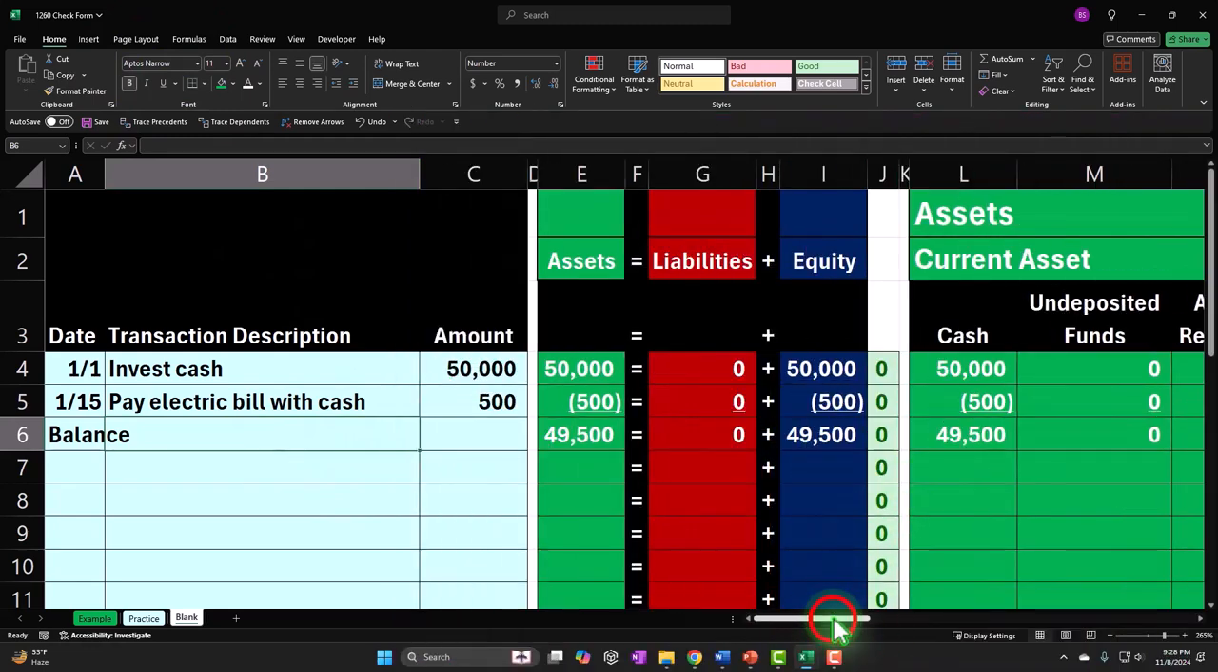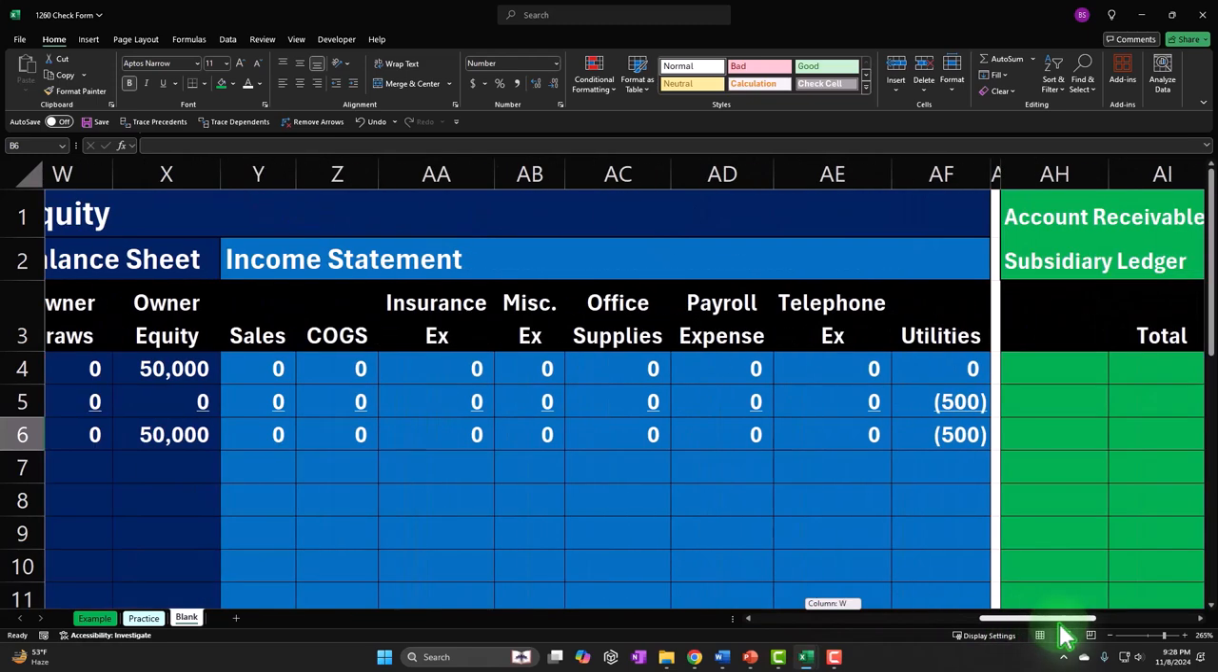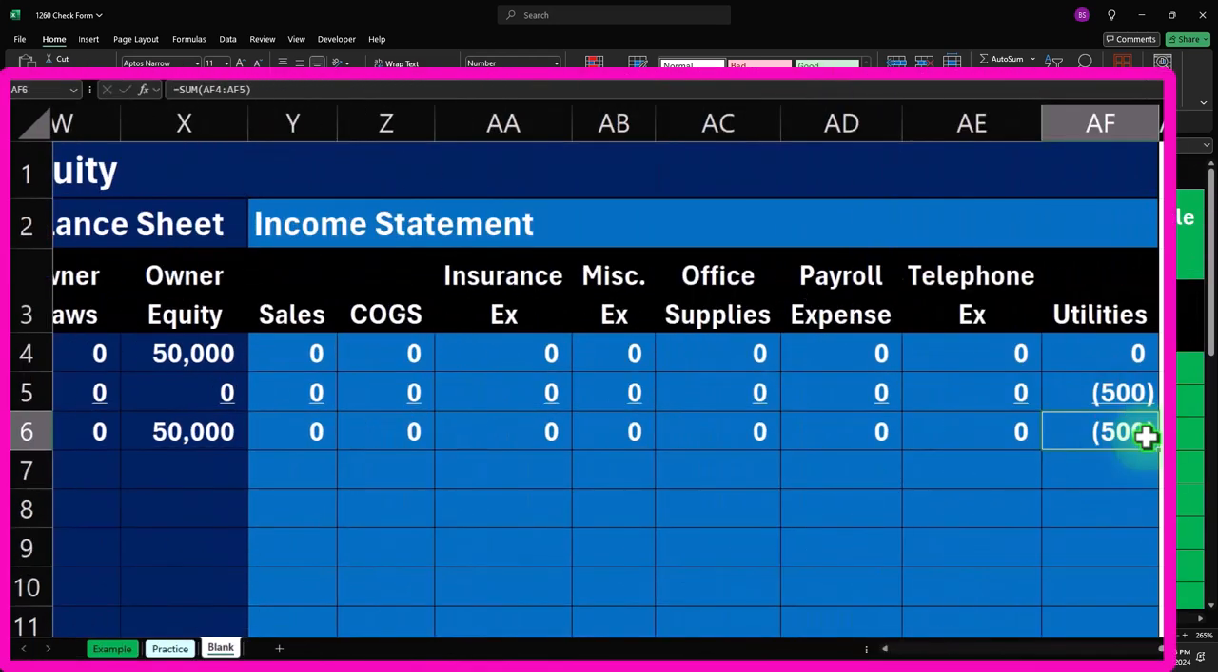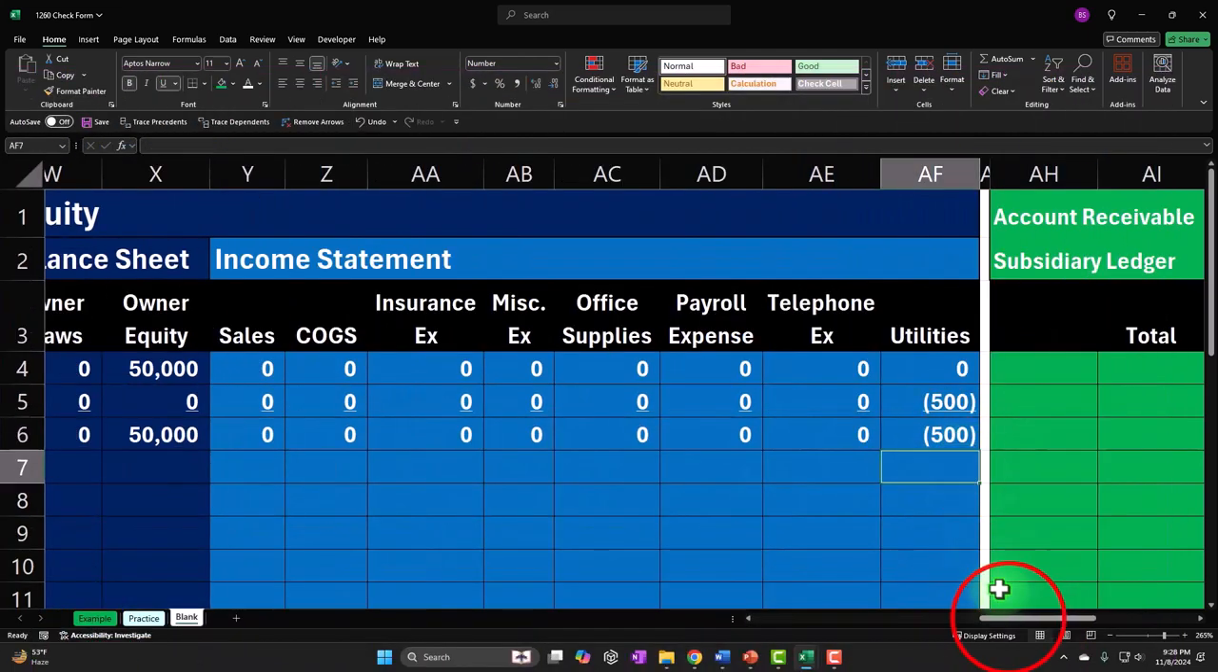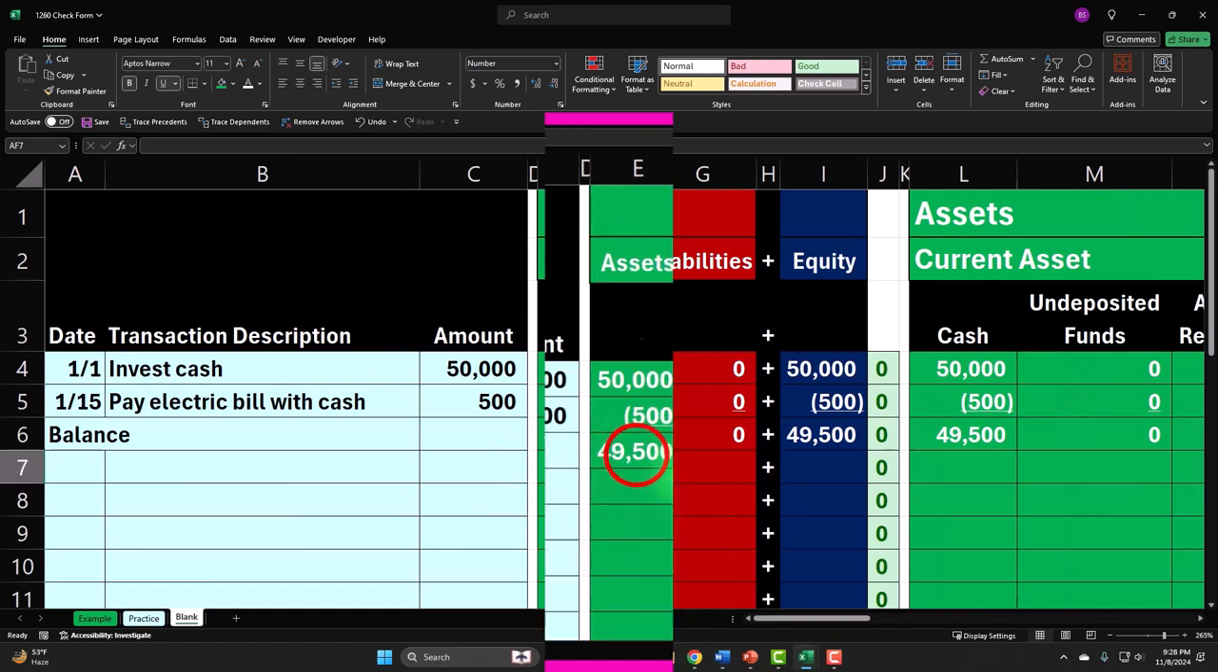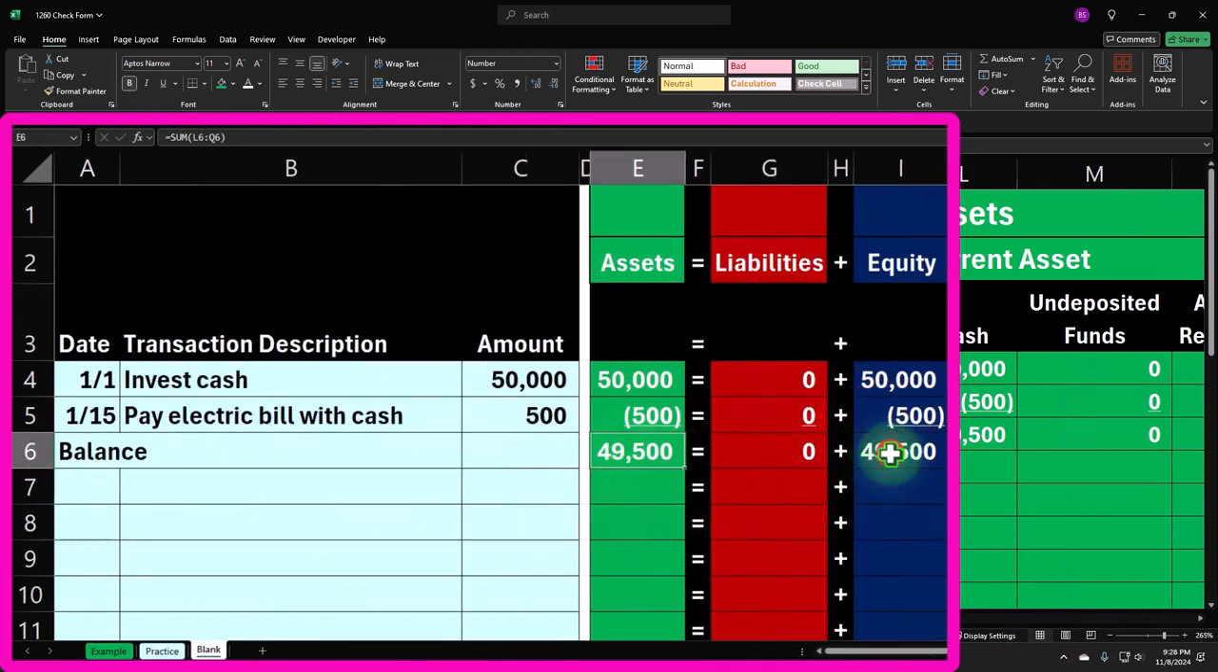If we liquidated the business, I'm not going to get back this 500. It's been consumed. We paid the utility company for expenses and hoping it helps us to generate revenue. It hasn't generated revenue yet, but there it is. So therefore, if I liquidated now, the 49,000 is all we'd have that would come to us as the owner. All right, let's do another one.